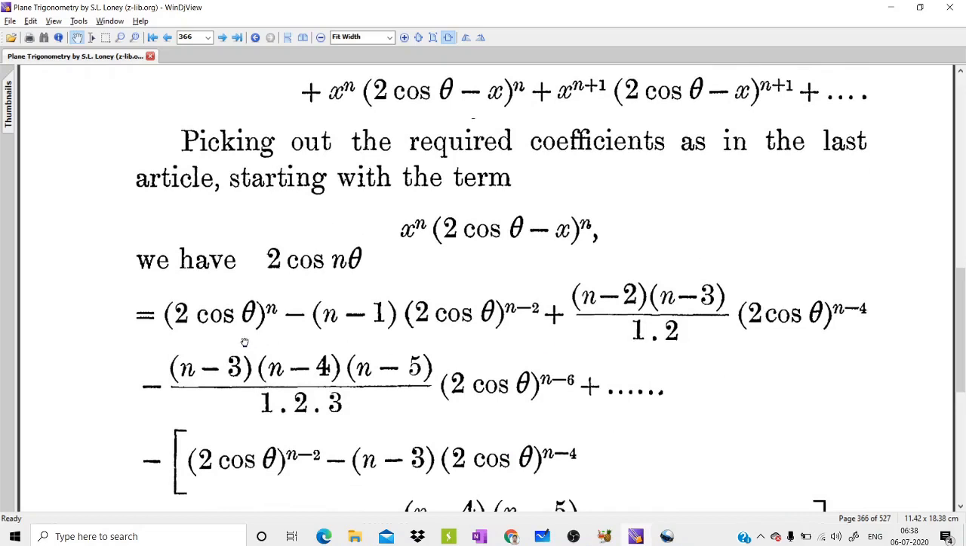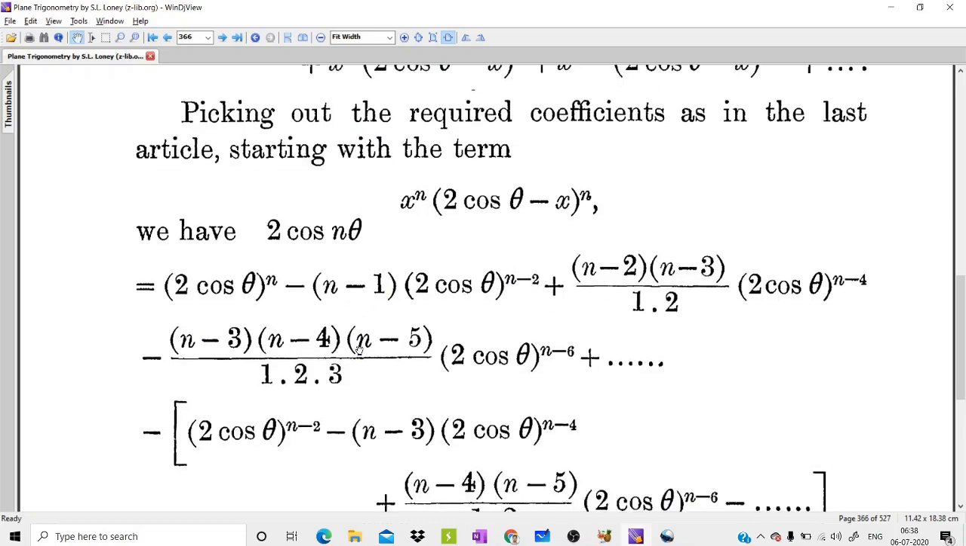We have already seen how to get the coefficient of x raised to n from an infinite series. So that will be 2 cos theta whole raised to n minus n minus 1, 2 cos theta raised to n minus 2 plus etc. Then minus of coefficient of x raised to n minus 2. Coefficient of x raised to n minus 2 can be obtained by replacing this n by n minus 2. That is nothing but this bracket.